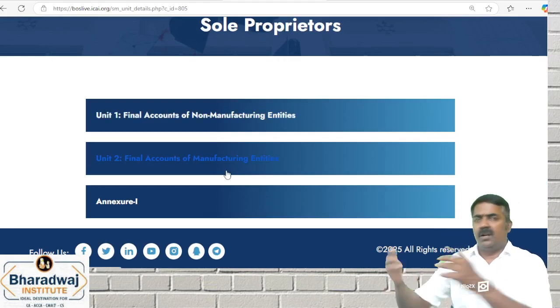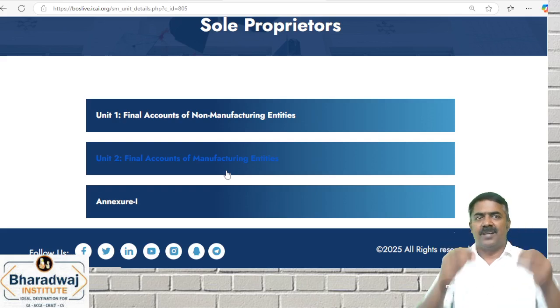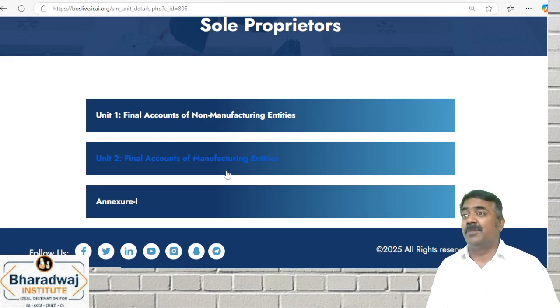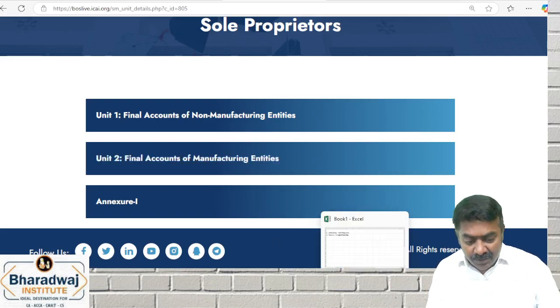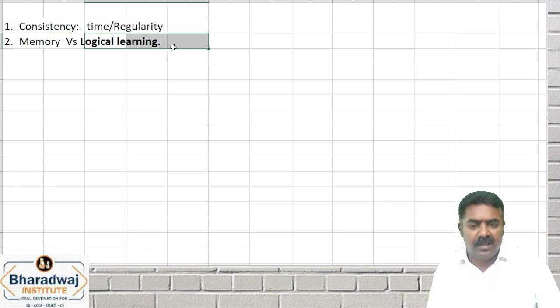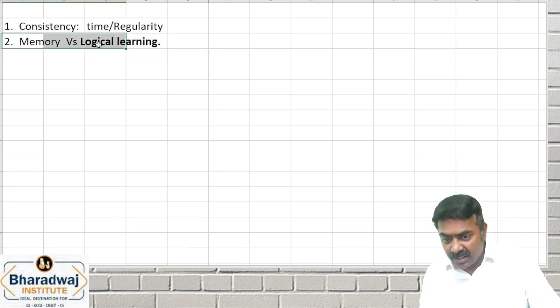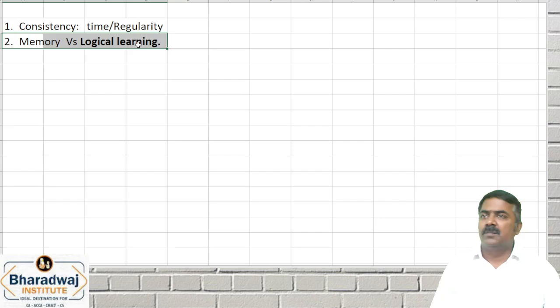Sir, I've solved all the problems in CA material. Past asked questions I solved. Problem solutions I solved. But in the exam, I'm not able to solve. Why? Because you may be lacking in which one? The logical understanding of concepts and learning that particular subject. If you understand this, you will be able to solve any particular problem.